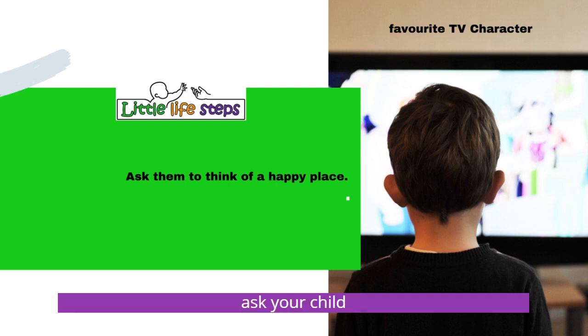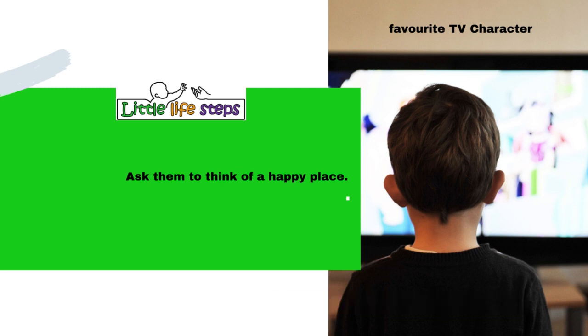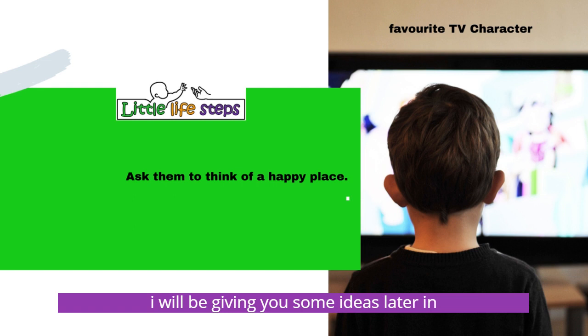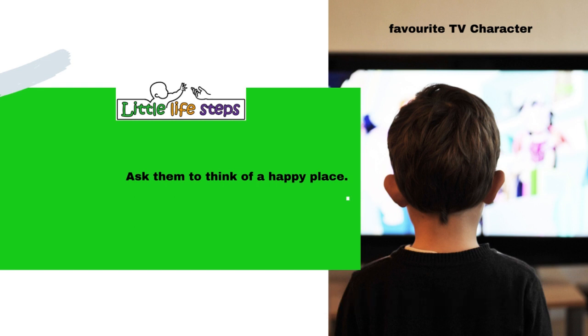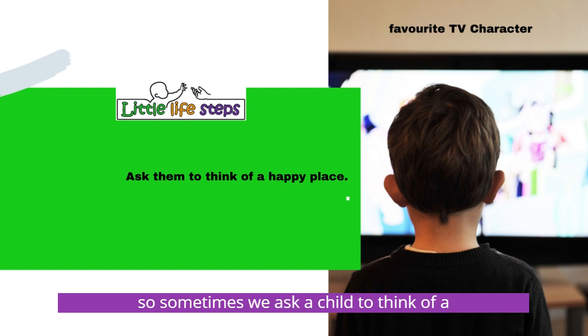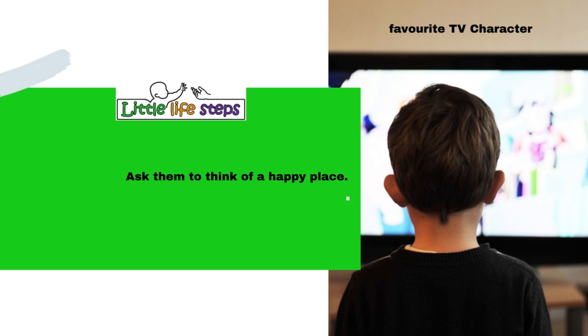Ask your child to think of a happy place. Imagine a place where they feel happy, relaxed, and safe. Now, this can be a real place or an imaginary place. I will be giving you some ideas later in the video. So sometimes we ask a child to think of a favourite TV character, because then they can visualise that favourite character in their mind.